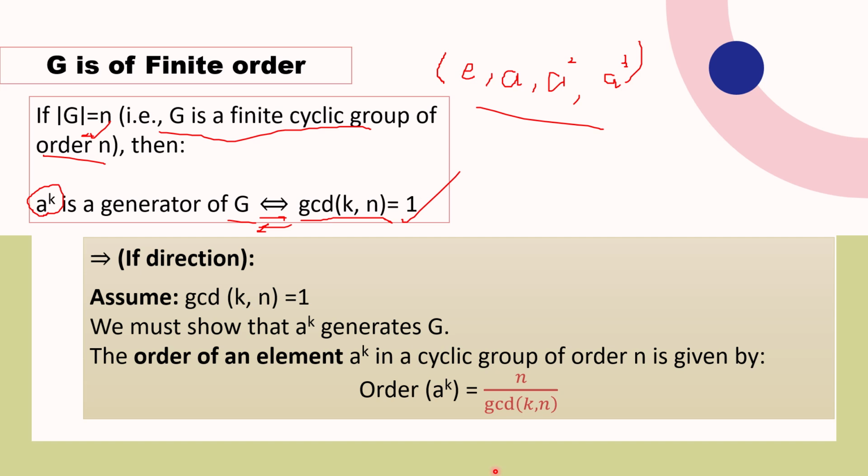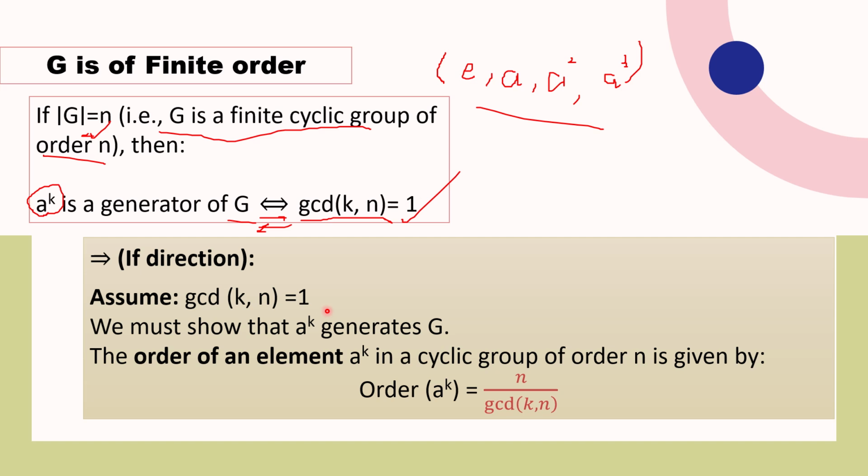Because this is the actual formula. So what is the formula? Order of a raised to k is equal to the order of the group divided by GCD(k, n). Again, we have already done this in one of the videos in number theory that includes the Euclidean algorithm. And one more topic was there, so make sure you check that out, because in there we have explained the formula as well. Now, order of a raised to k is the order of the element which we are going to prove is the generator, equal to the order of the group divided by GCD(k, n).